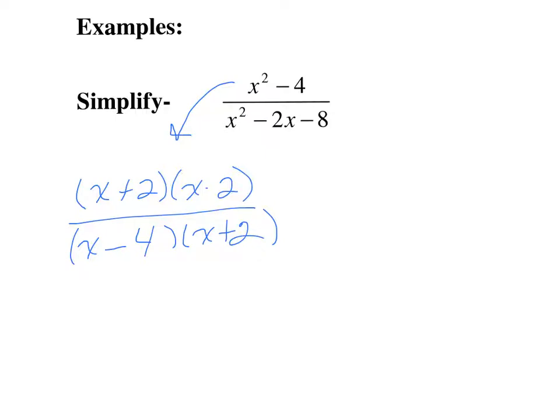Which ones match? Well, what is this sign here? This is a minus. So x plus 2 and x plus 2 match. So we're left with x minus 2 over x minus 4. And I'm going to say it again. These are not going to cancel, and these will not reduce. Terms do not cancel, only factors.